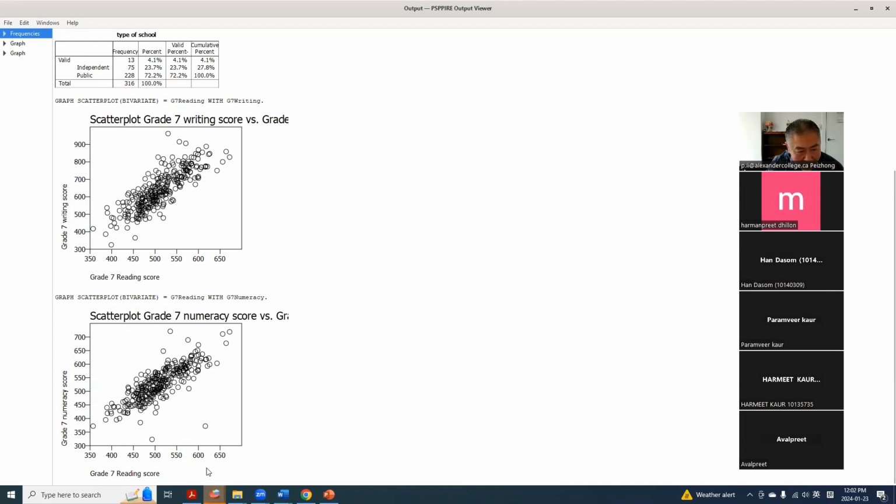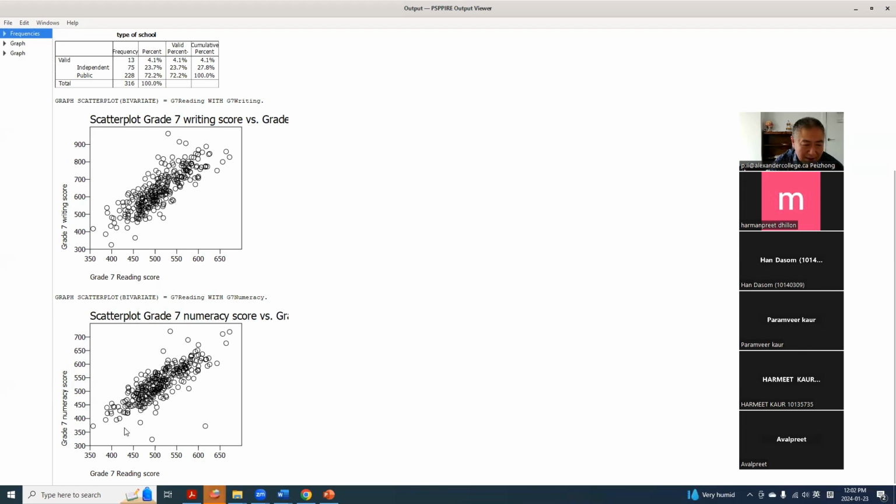As the value on reading increases, oh, this is an outlier. So this one is not following the pattern. For most schools, as the value of reading score increases, the value on numeracy score also increases. But there are a few oddballs. This one has okay reading, but really low numeracy. And for this one, high reading, low numeracy.